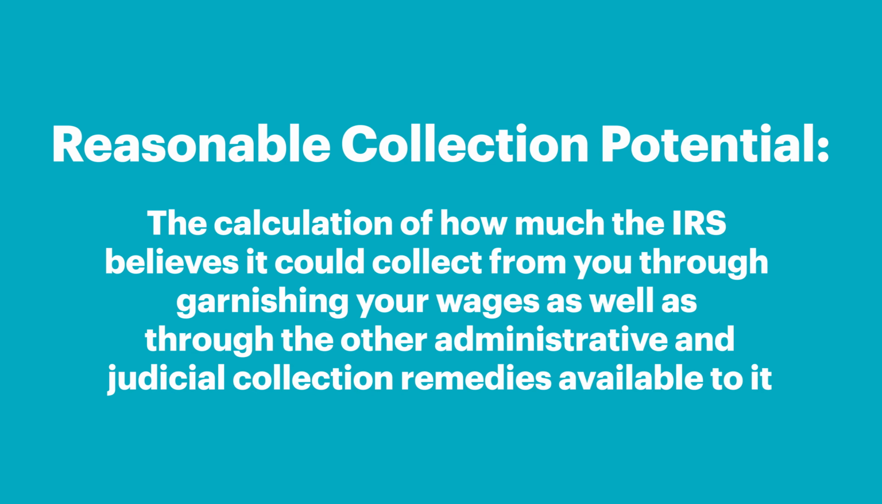So first, before we get into the math, let's define what your reasonable collection potential is. What does this even mean? The reasonable collection potential is a calculation of how much the IRS thinks that it could collect from you, apart from your offer in compromise, such as through garnishing your wages, as well as the other administrative and judicial collection remedies available to the IRS. The IRS gives substantial guidelines on how to calculate your reasonable collection potential, which will become your offer amount. And it's an art. The guidelines themselves, they're, yay thick. There's some gray area in them. So there's definitely some room for strategy here.